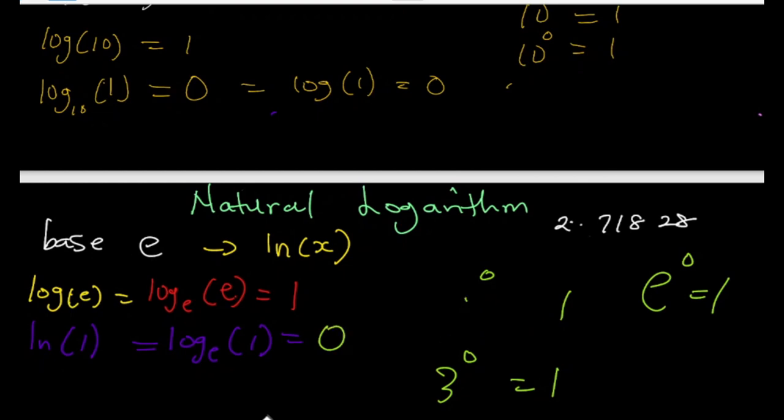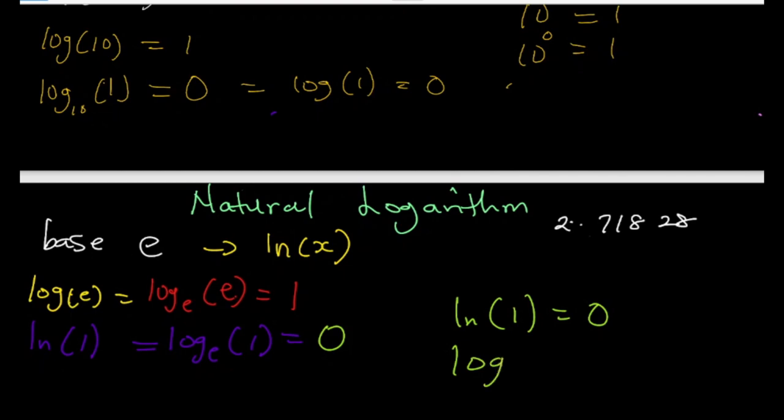So this is trying to tell us that ln 1 is equal to 0. Log base e of 1 is equal to 0. So this is actually all the same. Remember I told you that base e is usually represented by ln x. So whenever you see ln, know that they're talking about natural logarithm.